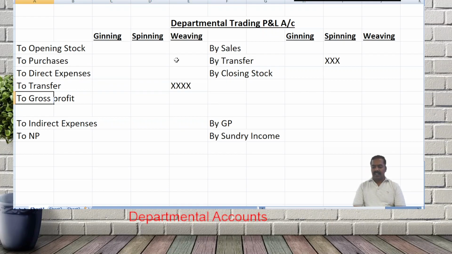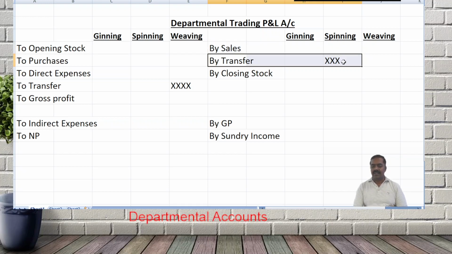Either the personal account rule, credit the giver, debit the receiver, you can apply, or the nominal account rule you can also apply. For the receiver it is like an expense. I get the goods, it is like an expense. Debit all expenses and losses. For the person who is transferring, it is like income. You can credit the income.